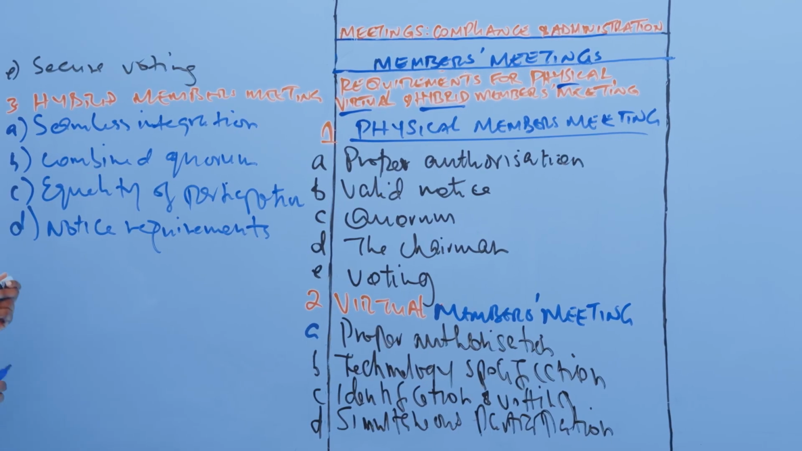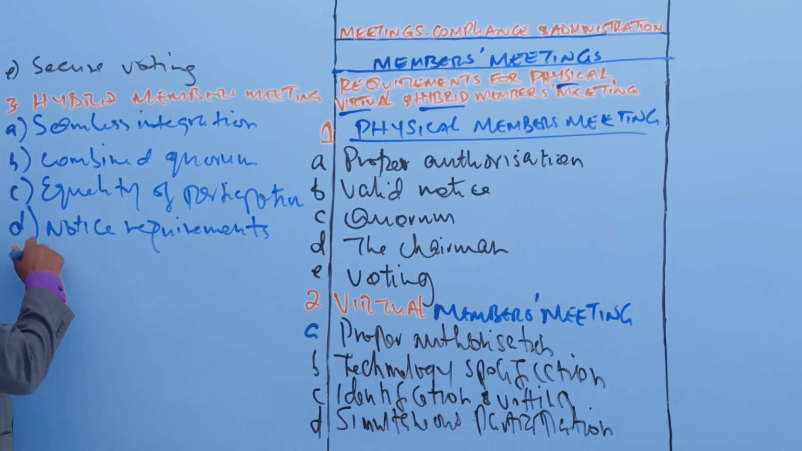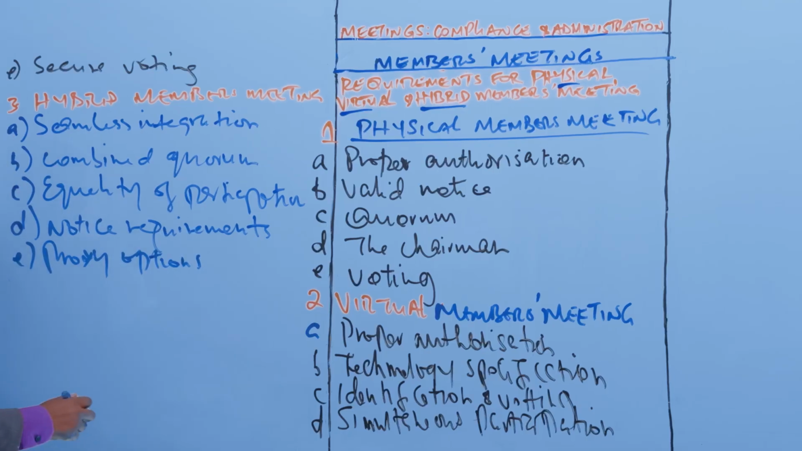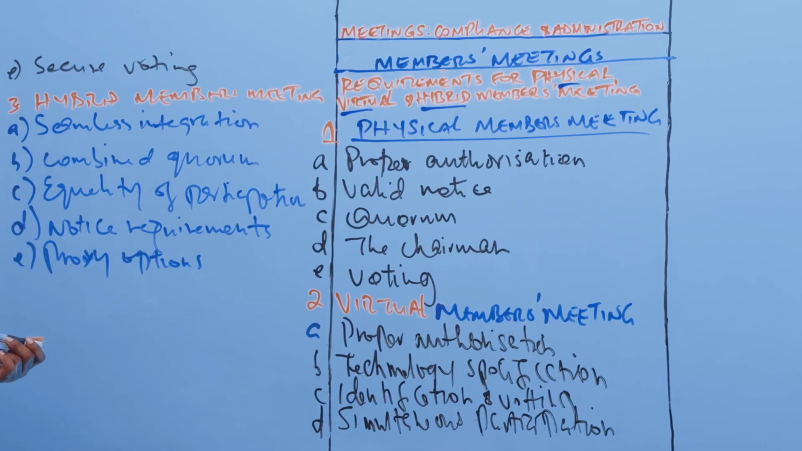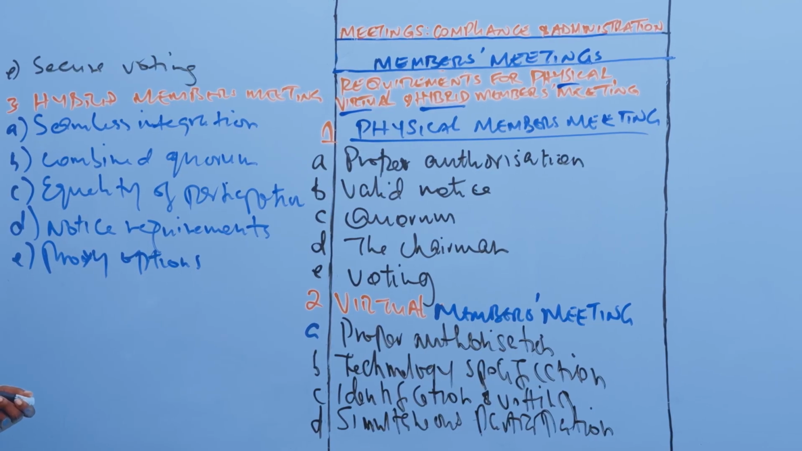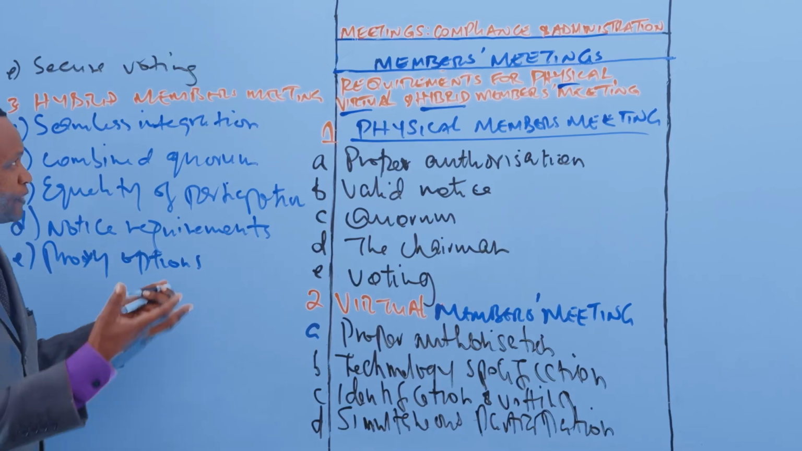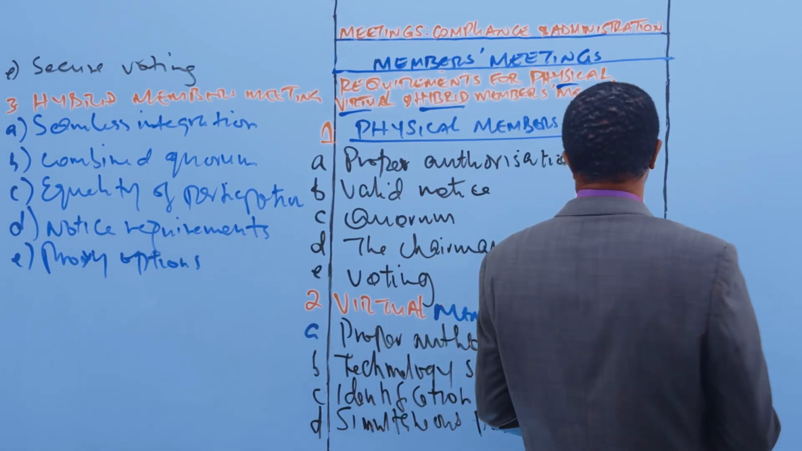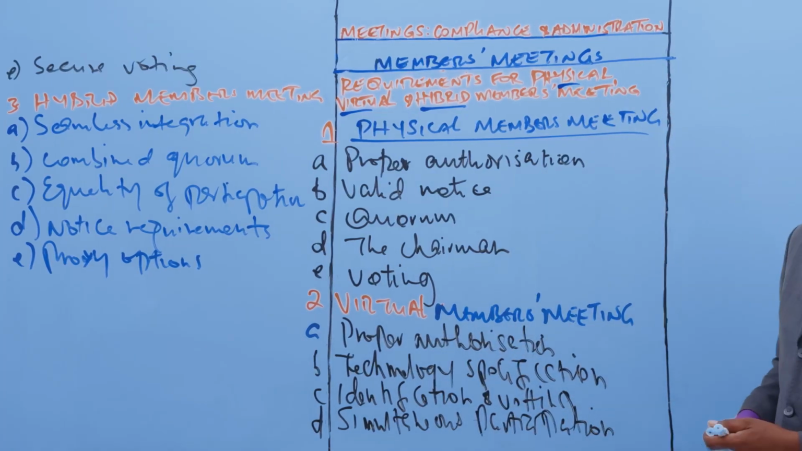Then lastly, we have proxy options. For members with poor internet access, the company should still provide a way to vote via proxy. For example, appointing the chair or another member. Understand? Yes. So these are the requirements for physical, virtual, and hybrid members meetings.